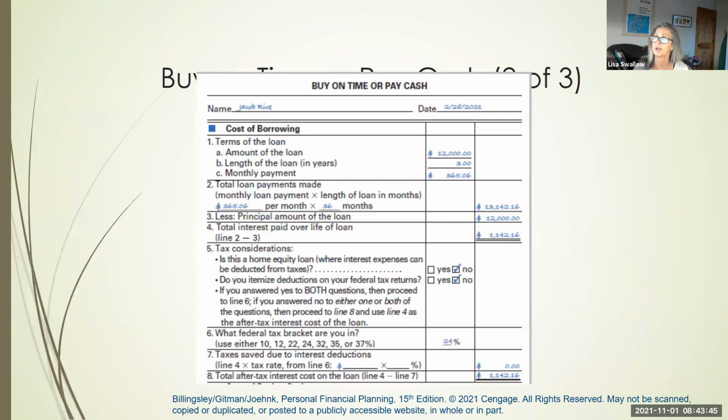So I think what I'm going to do with this is a lab chat on buying on time or paying cash. That'll be a separate video. I'm going to have you print out worksheet 7.2, which is in Moodle, and then follow along in the lab chat with me, because this is a really important exercise.